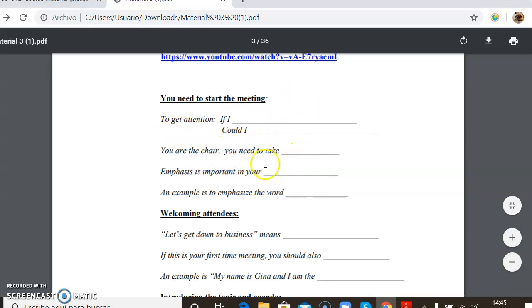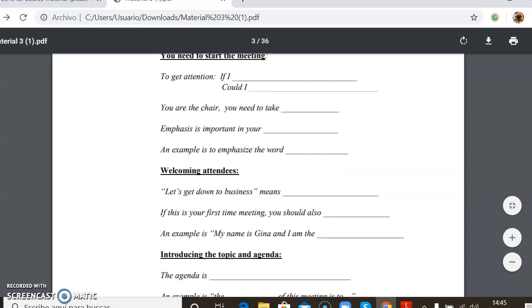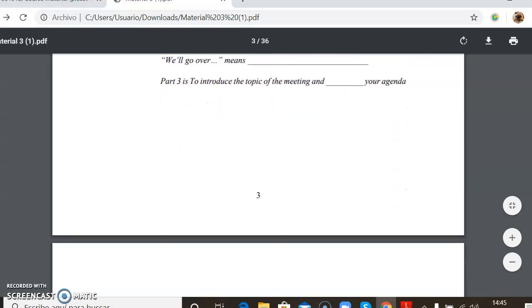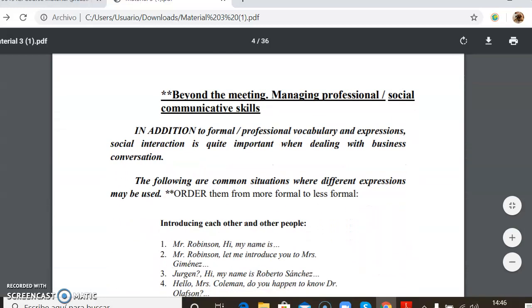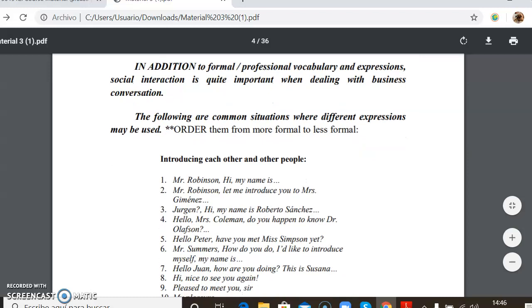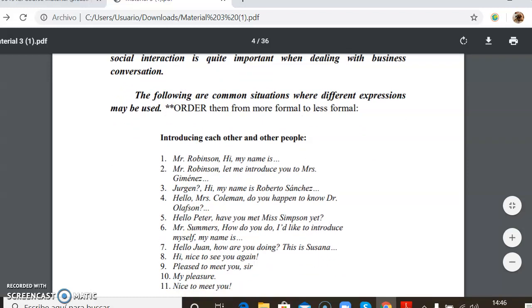can use these expressions. So fill out all the information here on page 3 with the expressions that you hear in the video. Okay, this is what you have to do on page 3. Then on page 4, you have to go to this list of expressions about meeting people. So when you meet people, you could say things in a more or less formal way.